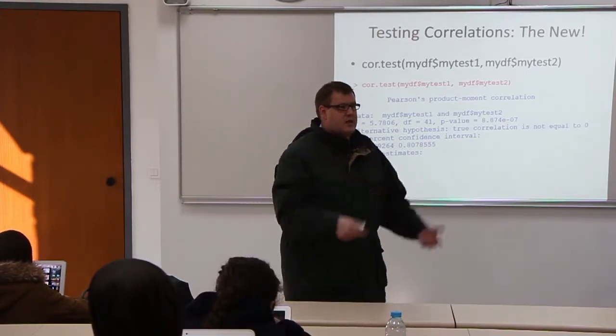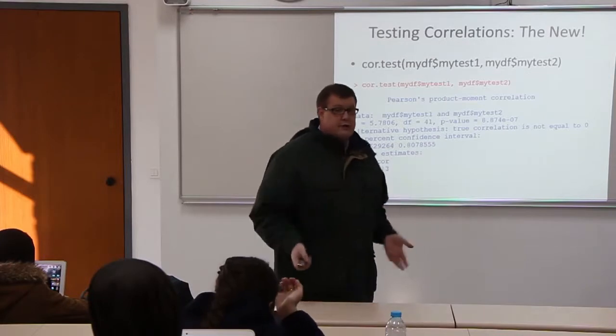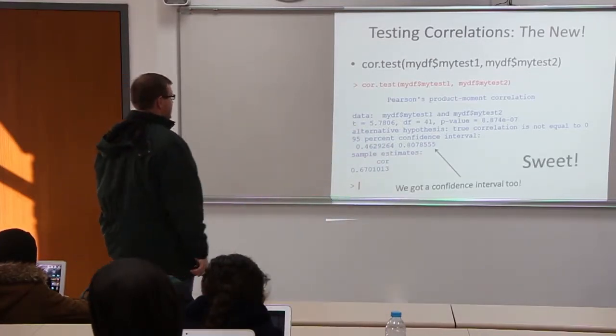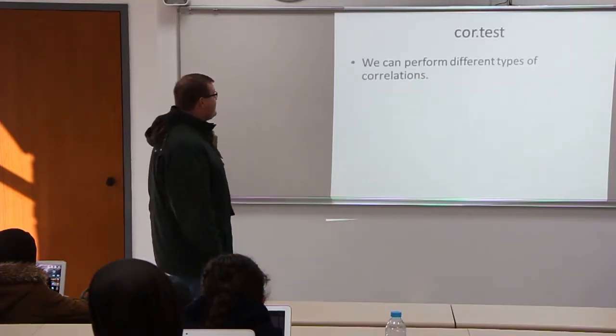The t.test told you what the t was, it told you the p-value, and it told you what the degrees of freedom were. It also gave you a confidence interval. Sweet. Okay, so cor.test.